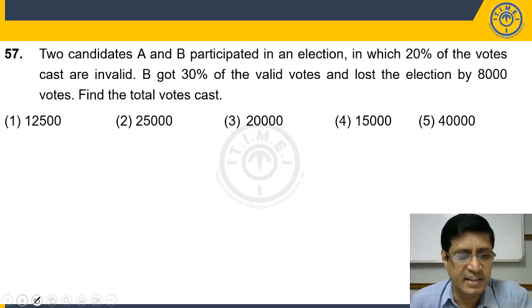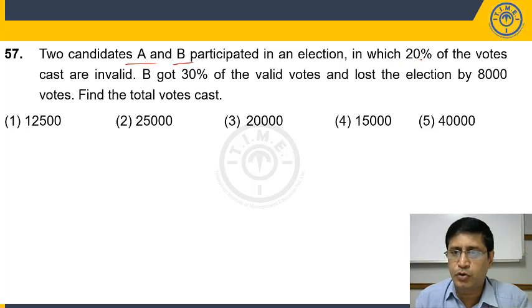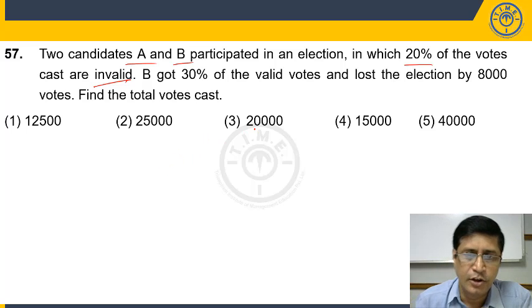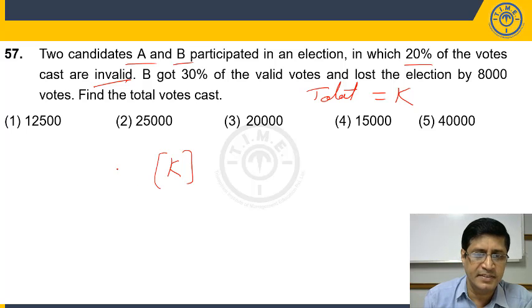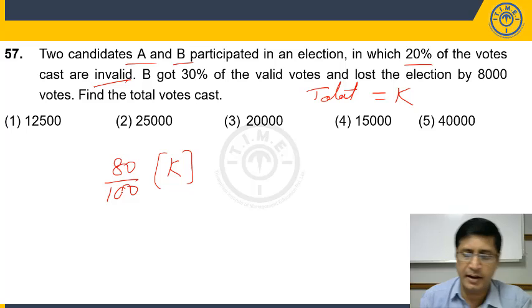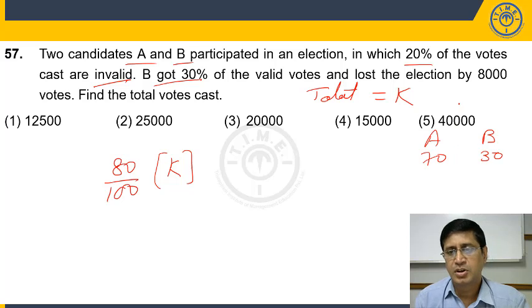Now look at the next example on your screen. In an election, there are 2 candidates. If 20% of the votes cast are invalid, that means 80% are valid. So here I am taking the total number of votes as K. Total is K, in that 80% are valid. 80% means 80 by 100. In that 80%, B got 30%. When B got 30%, A got the remaining 70% of the valid votes.